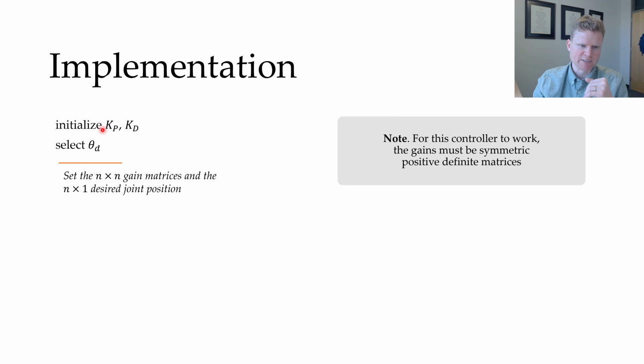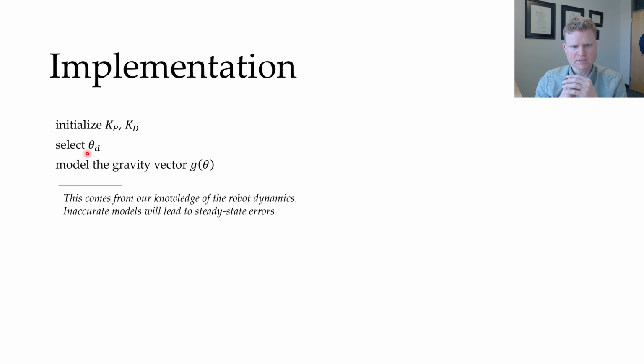I also want to pick some desired position, because again, the whole point of control is to take my robot and move it to that desired position. So here theta D, that's going to be my desired joint position for my entire robot arm.